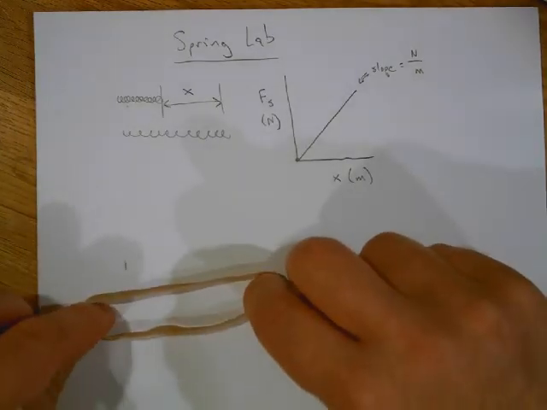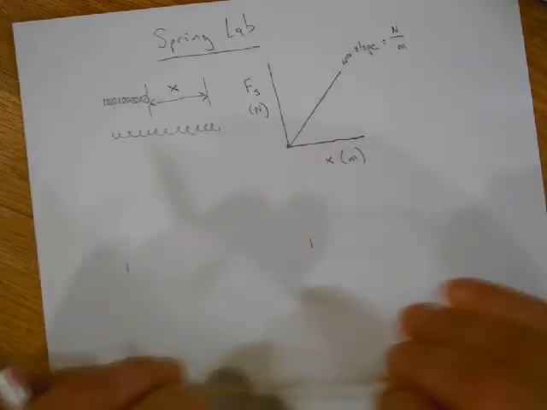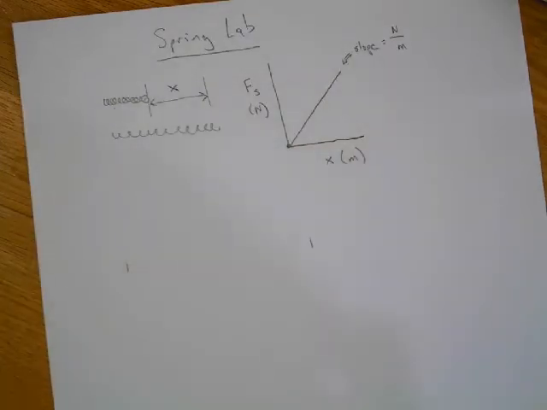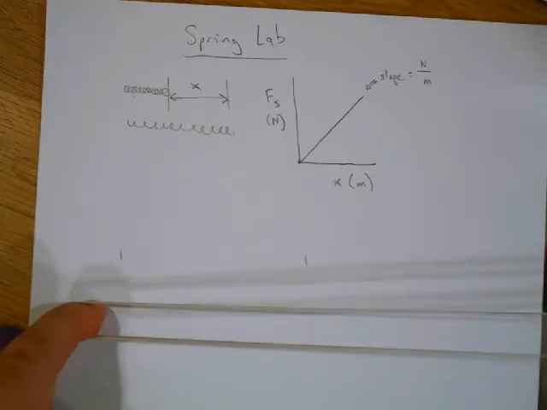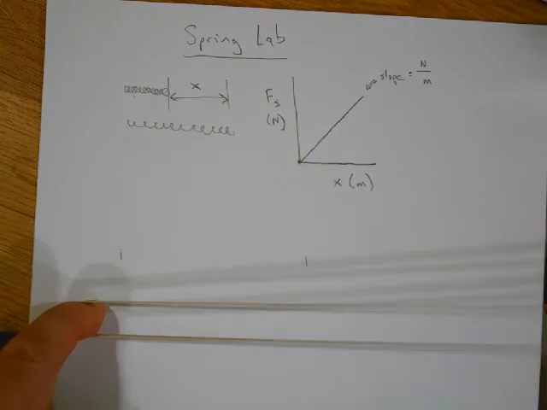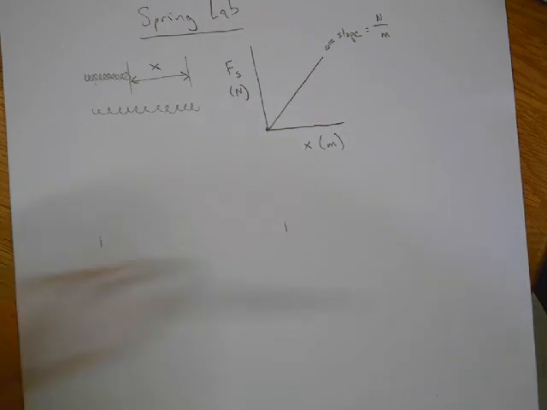If I was to stretch this rubber band 1 meter, which I can't, this rubber band is probably a lot more than 20 newtons per meter. It's probably on the order of, I don't know, 200. So let's say you got 200 newtons per meter. If I could stretch this rubber band 1 meter, which I can't, but if I could, the force that the rubber band would exert would be 200 newtons, because it's 200 newtons per meter. If I only stretch it half a meter, it would only exert 100 newtons of force. Hopefully that makes sense to you.